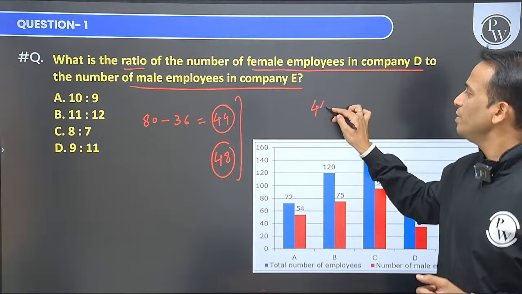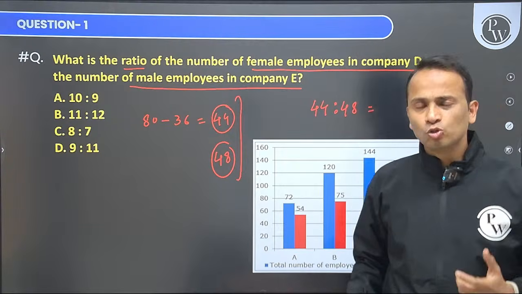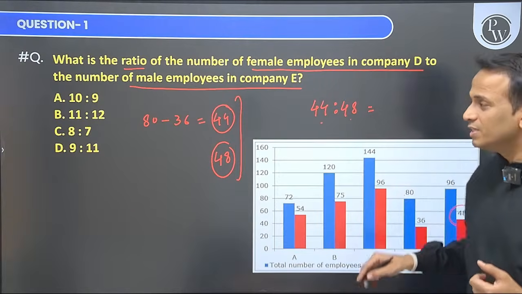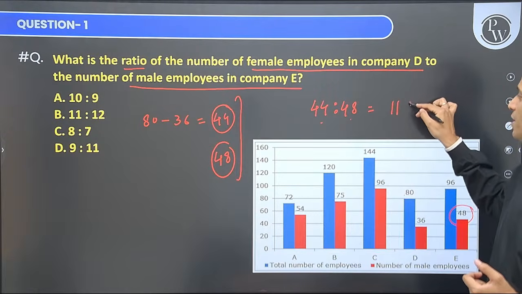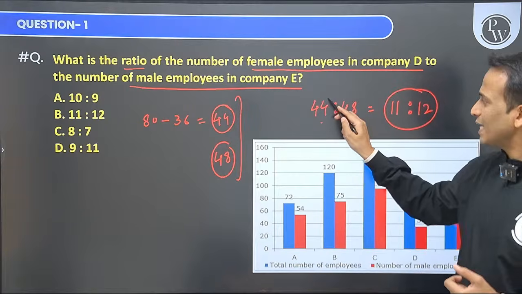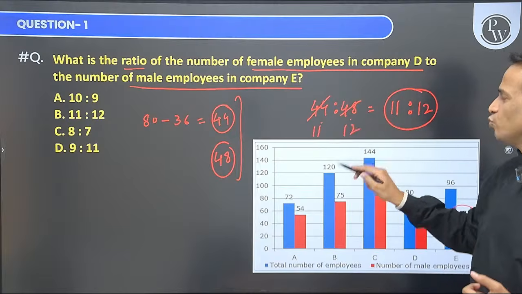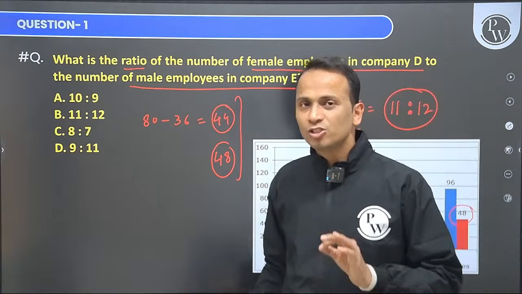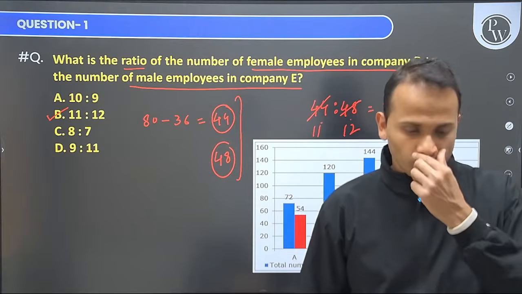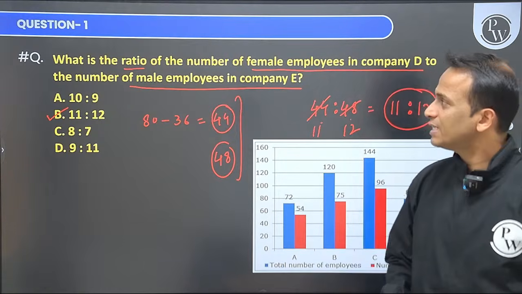So these are the two numbers for which we'll have to find out the ratio. So the ratio will be 44 is to 48, and if I cancel out the common factors, the common factor is 4 among these two numbers. So it will become 11 is to 12. So we cancel out the common factor of 4, I get 11 and I get 12. So the answer of this question will be option B, that is 11 is to 12. All right, fine. So let's move on and look at the next question.